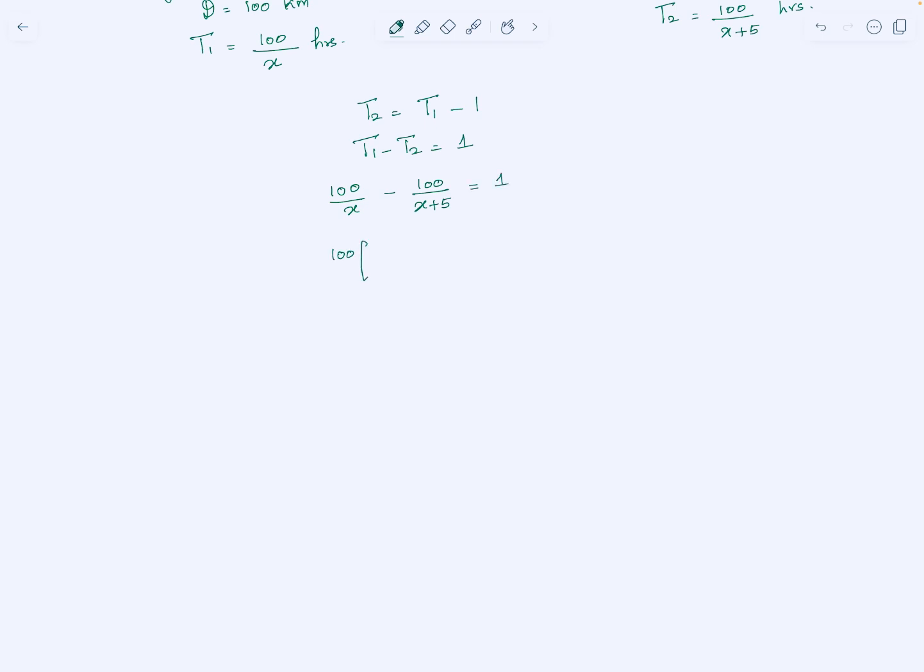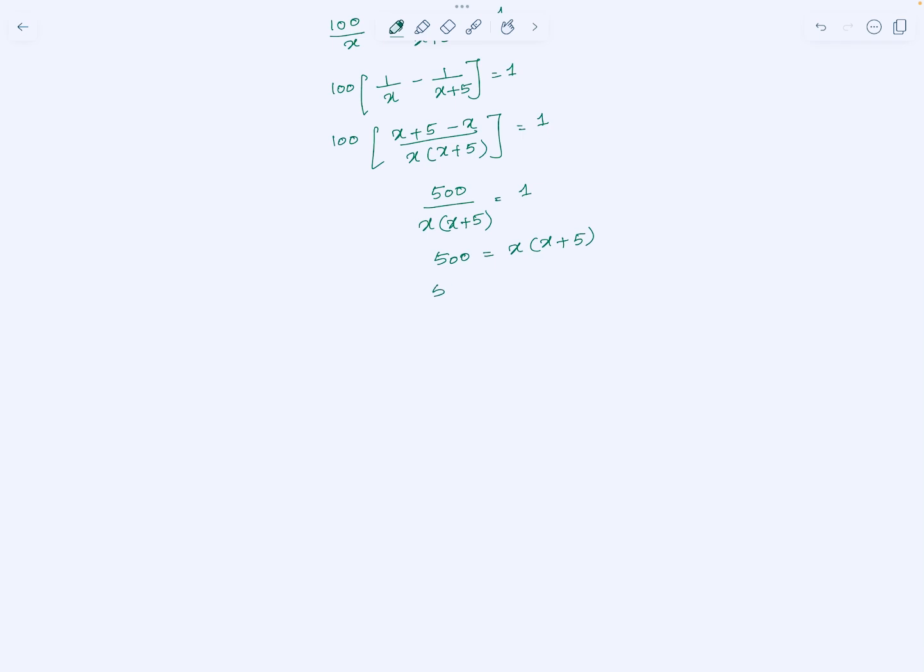100 is common, so taking that out, we get 1 by x minus 1 by x plus 5 inside the bracket, which is equal to 1. So 500 upon x into x plus 5 is equal to 1. 500 is equal to x times x plus 5. On expanding the right hand side, 500 is equal to x square plus 5x. Rewriting in the standard form, we get the quadratic equation as x square plus 5x minus 500 is equal to 0.